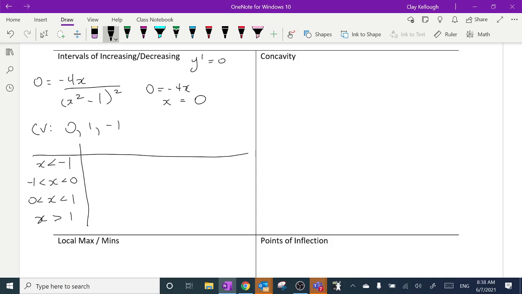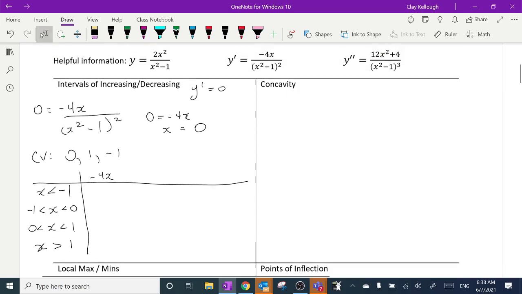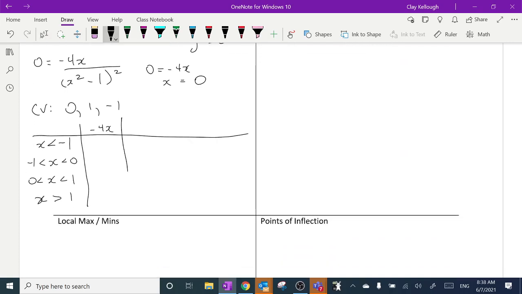And I have two factors here, right? I have the factor negative 4x. Okay, and then I have the factor x squared minus 1 squared.